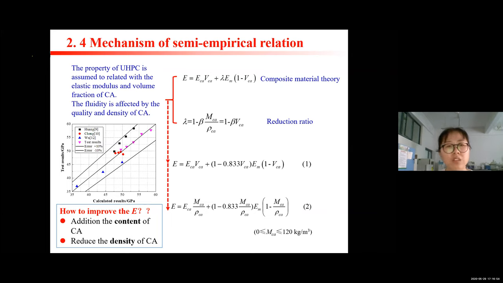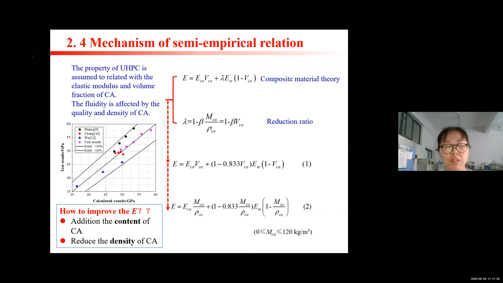And then the fluidity is also affected by the quality and the density of aggregate. The equation is obtained by the composite material theory and the reduction ratio. The reduction ratio is the assumed matrix elastic modulus that was affected by the aggregate content.